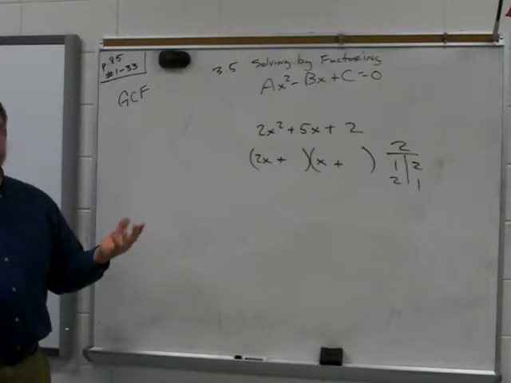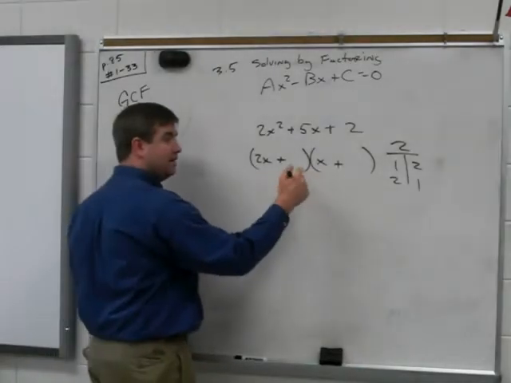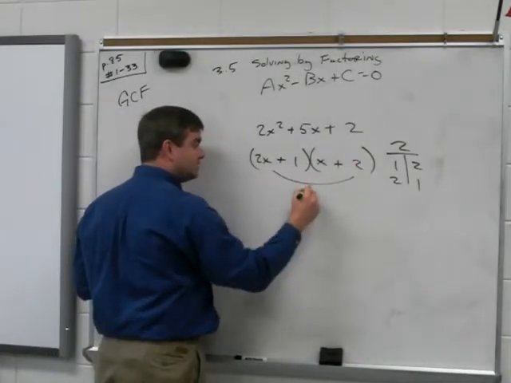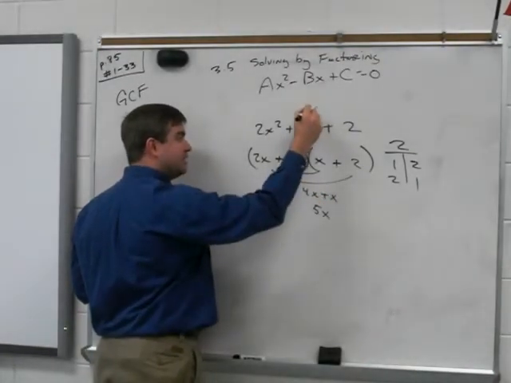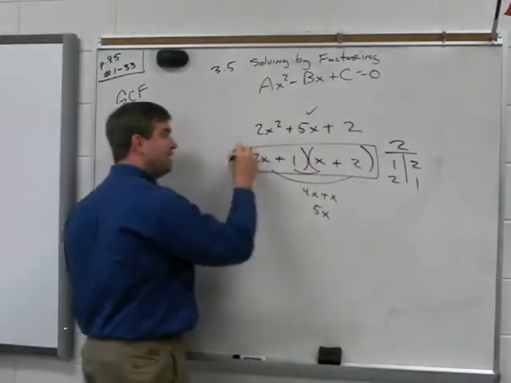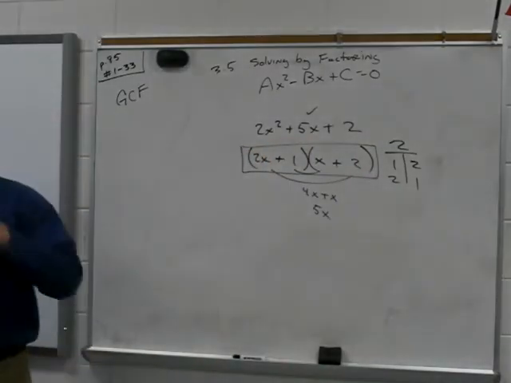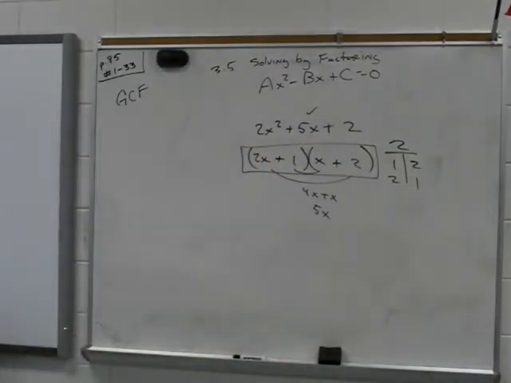That's it. So which one works out? 1 and 2. The outside gives us 4x. The inside gives us x. And we end up with 5x. So it checks. This is your final answer. Number 1. I worked out number 1 for you. All right. I'm going to let you continue.